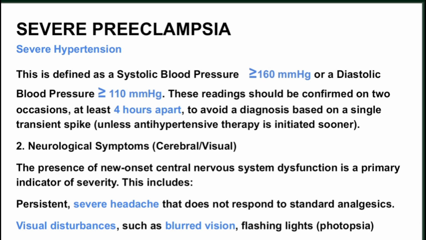Okay, so to also elaborate more on this, severe preeclampsia has to be accompanied by features of end organ dysfunction such as neurological features such as severe headache, which can be frontal or occipital but does not respond to standard analgesia.